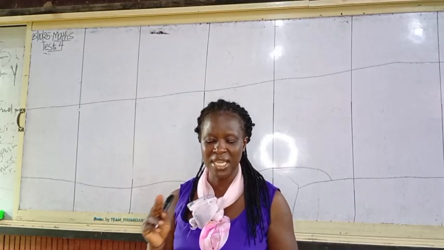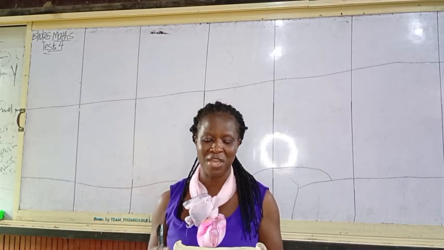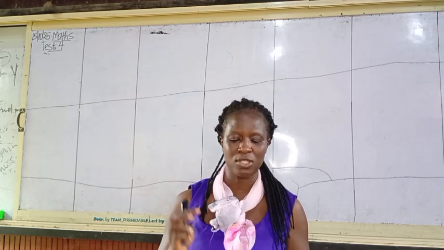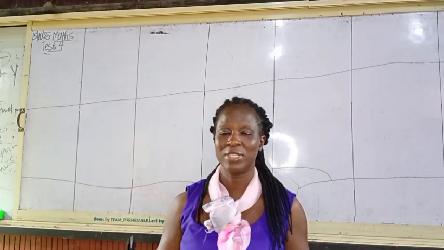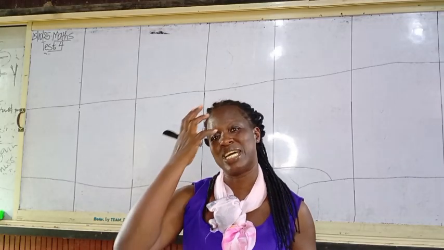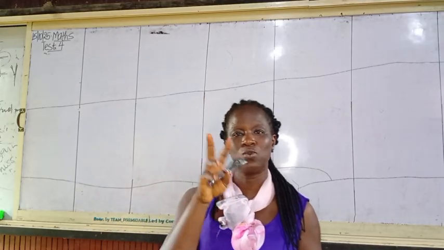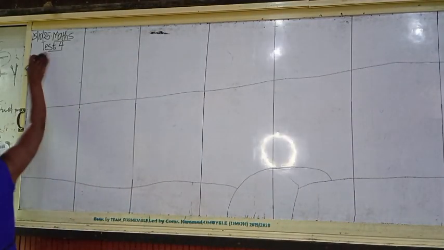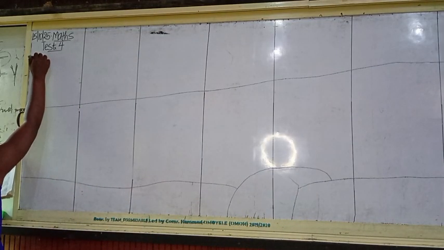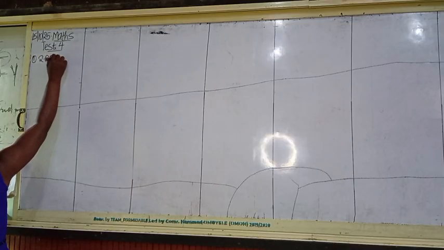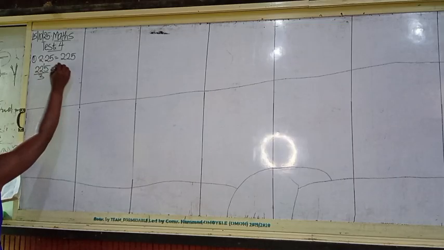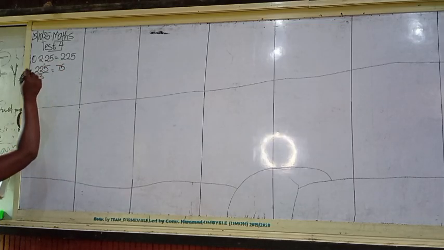The first question says, if 3 tins of biscuits cost 2 naira 25 kobo, what is the cost of 5 tins? So we are told that 3 tins cost 2 naira 25 kobo, that is 225 kobo. So the first thing is we are dividing 225 kobo by 3. Whatever answer we get, we multiply it by 5 to know the cost of 5 tins of biscuits. So number 1, that is equal to 225 divided by 3, that is 75 kobo.